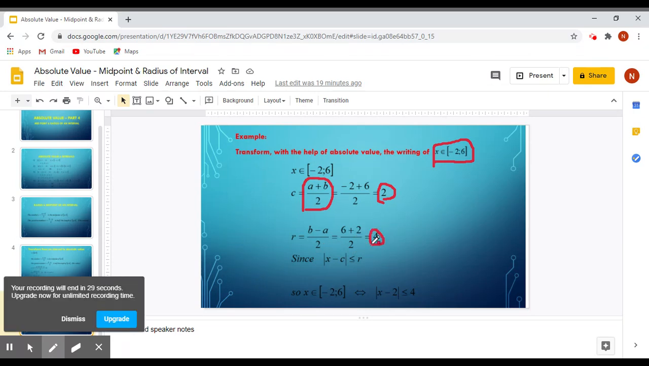Now we have c and r, and we know from the formula that the absolute value of x minus c is less than or equal to r. So we substitute: absolute value of x minus 2 is less than or equal to 4, and we have managed to convert the interval into an absolute value.